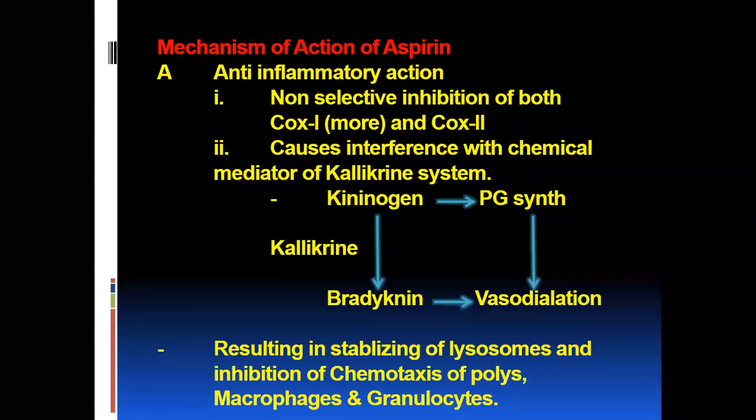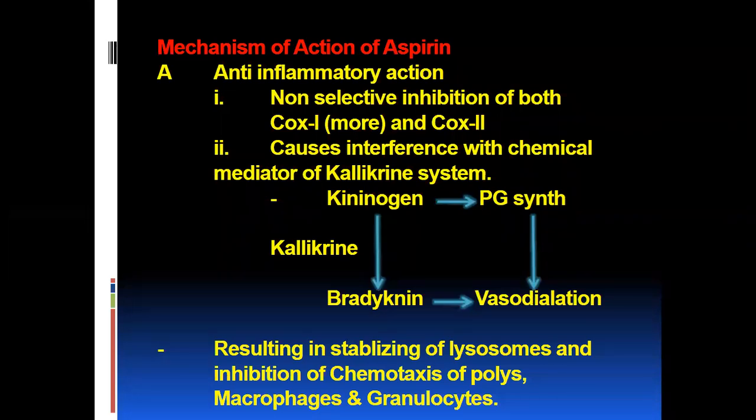Now these two are the mechanisms which have anti-inflammatory action, that is, inhibition of the COX enzyme and inhibition of the kallikrein system. This is the mechanism of action of aspirin.